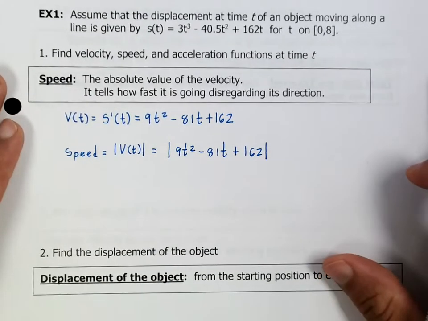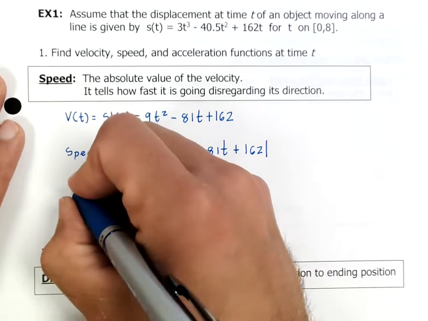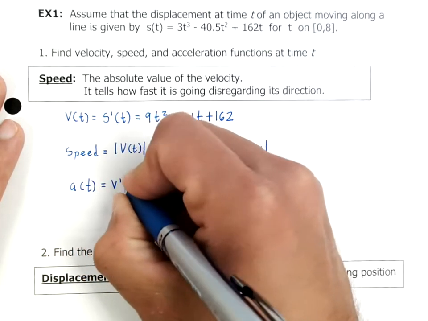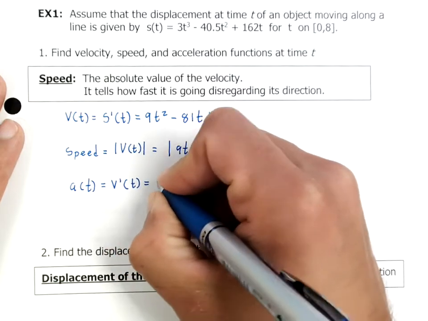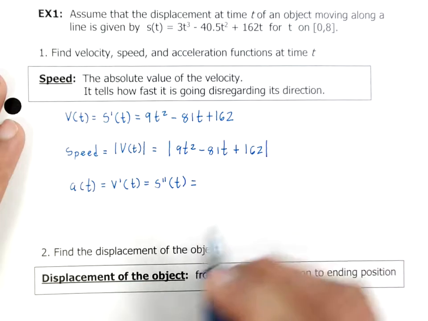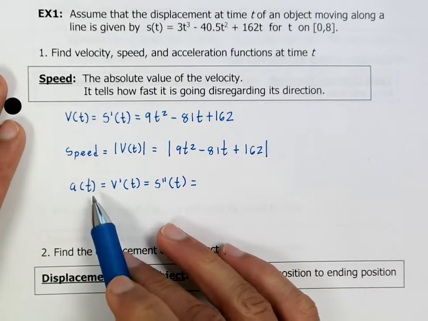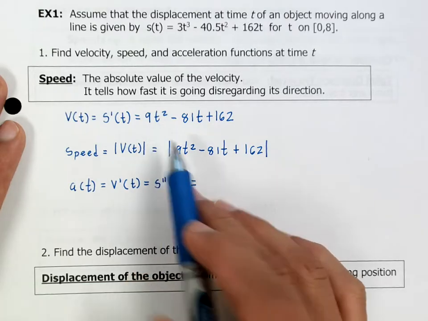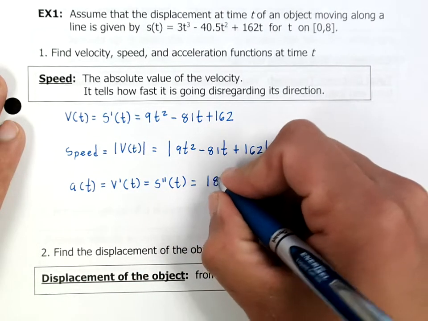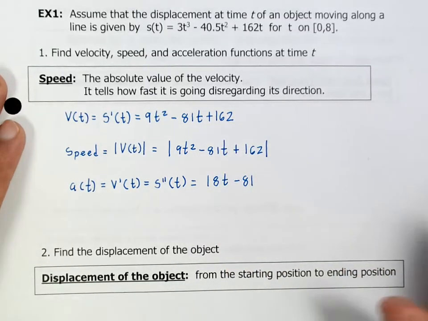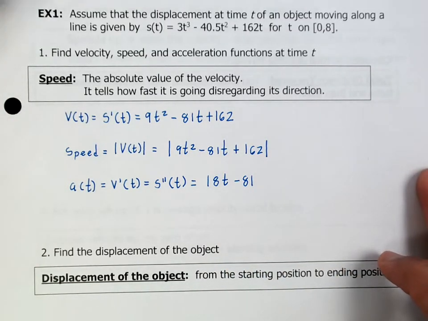So finally, we're going to look for the acceleration. The acceleration is the derivative of the velocity, or you can call it the second derivative of the position function. So again, the acceleration is the derivative of velocity. The derivative of velocity right here would be 18t minus 81, and then the derivative of 162 is 0. So that's it for that one.